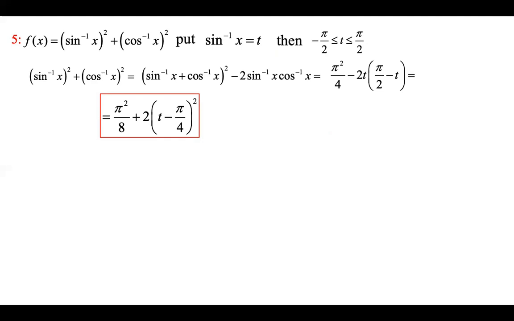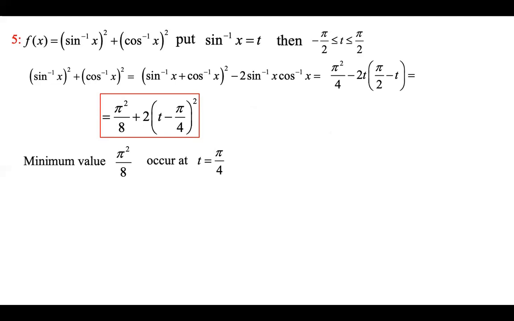To that pi square by 8, some non-negative number is added. Overall, that quantity becomes minimum when the non-negative quantity which we are adding is minimum. But that non-negative quantity's minimum value will be 0. That becomes 0 when t is equal to pi by 4. So at t equal to pi by 4, the minimum value of the function will be pi square by 8. Right? That is exactly the observation there. Therefore, the minimum value of that function is pi square by 8.